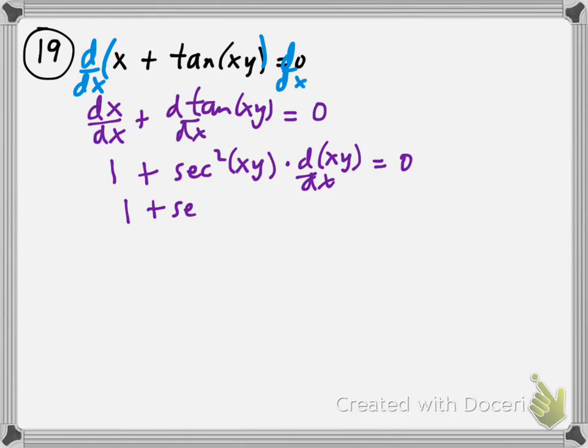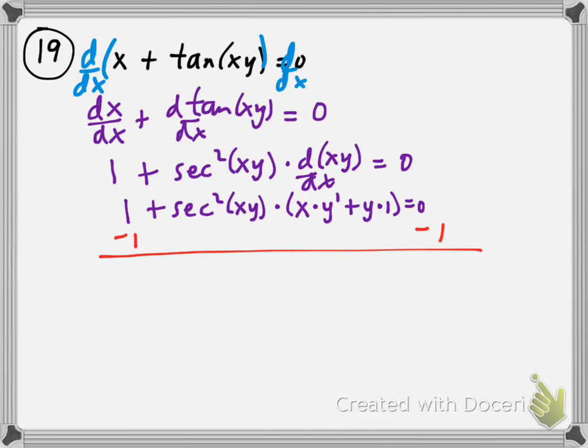So we have 1 plus the secant squared of xy, multiplied by, again, the derivative of xy, which would be the first function times the derivative of the second, plus the second function multiplied by the derivative of the first, which is 1. You get 0. Okay. Well, I noticed that I have a y prime in here, and the other day it seemed to work a little bit better when we didn't distribute that, so I'm not going to make you distribute that. I'll just kind of go along with what you guys like better.